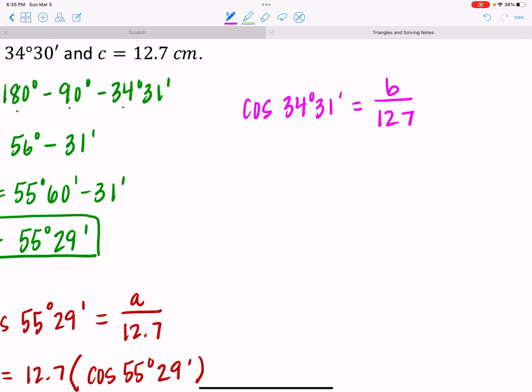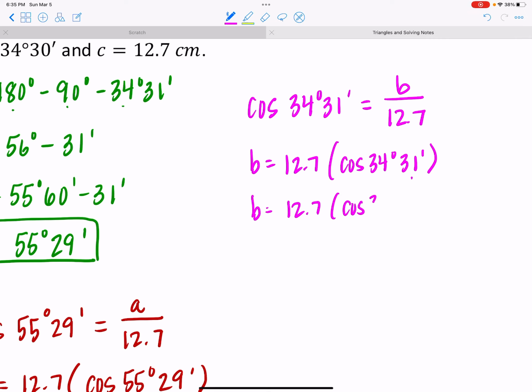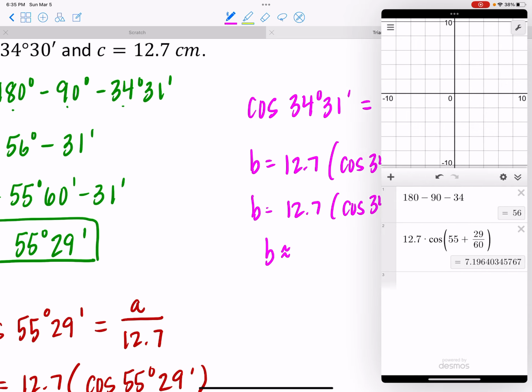So B is going to be basically doing the same thing, right? We've got to get rid of that division by 12.7, so we multiply. So B is going to be exactly equal to 12.7 multiplied by the cosine of 34 degrees 31 minutes, but I can't put that into my calculator, so it's 12.7 times the cosine of 34 degrees and 31 sixtieths of a degree. And now I can get my approximation.